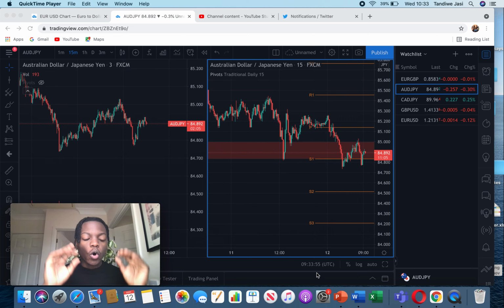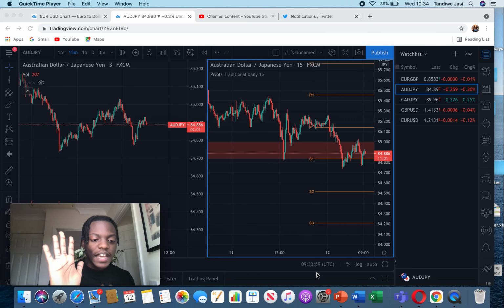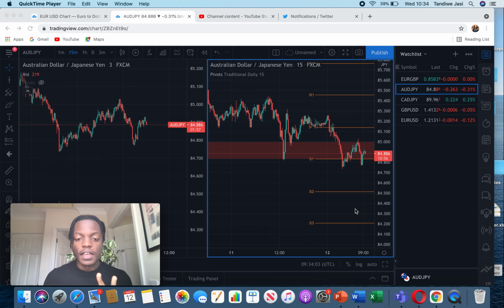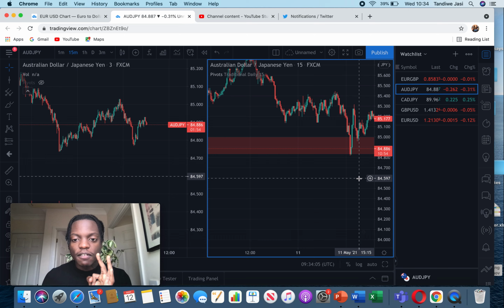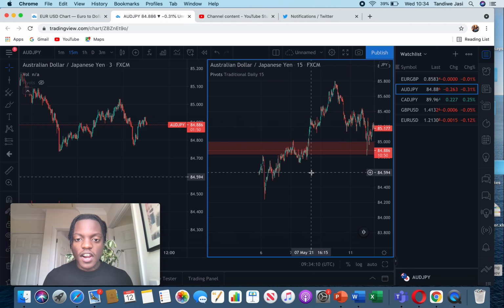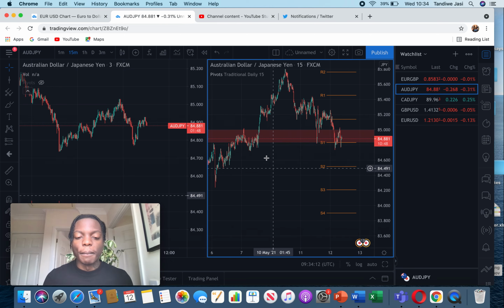All right, cool. So we've got two time frames. We're looking at Aussie Japanese yen. We've got the 15-minute time frame and the 3-minute time frame. So we're using two time frames, right? We're using the 15-minute time frame to mark out the breakouts.